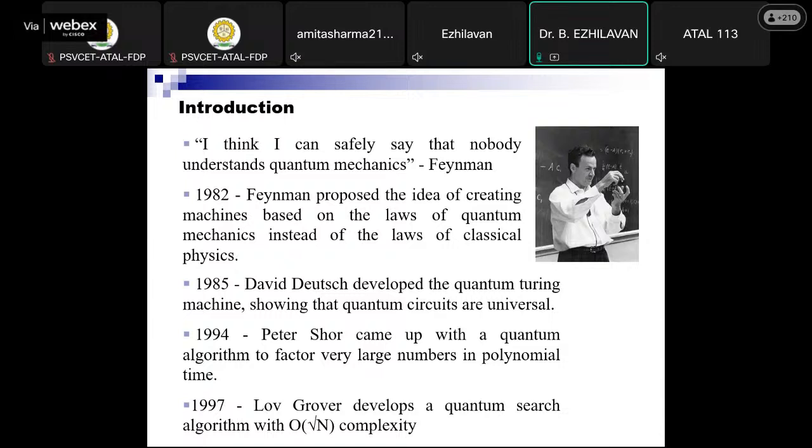In 1982, Feynman proposed an idea, creating a machine which is based on the laws of quantum mechanics instead of the laws of classical physics. Classical computing means what we are using. Quantum means next. In 1985, David Deutsch developed the quantum Turing machine, showing that quantum circuits are universal. Now, many of the companies have discovered quantum computing and they are using it.